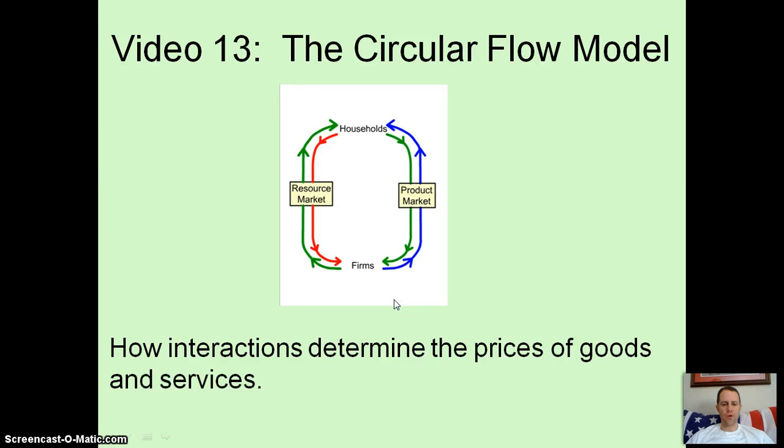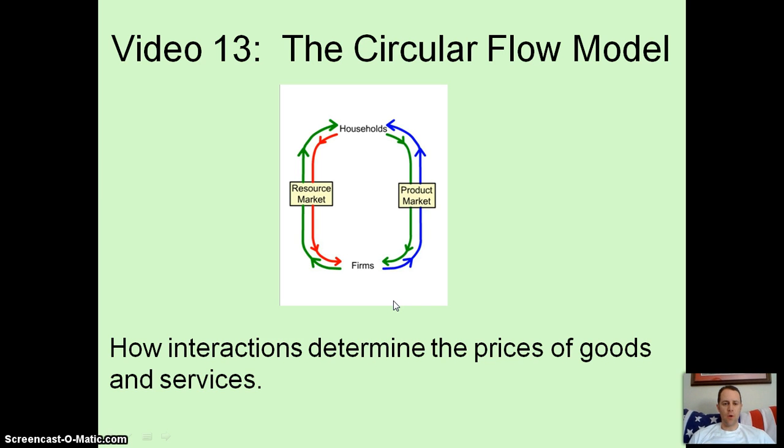Okay, so this is video 13. The topic is the circular flow model, how interactions determine the prices of goods and services. Now, we've obviously already learned about supply and demand and how those two things interact to determine prices. Well, this is how supply and demand actually work in the marketplace.